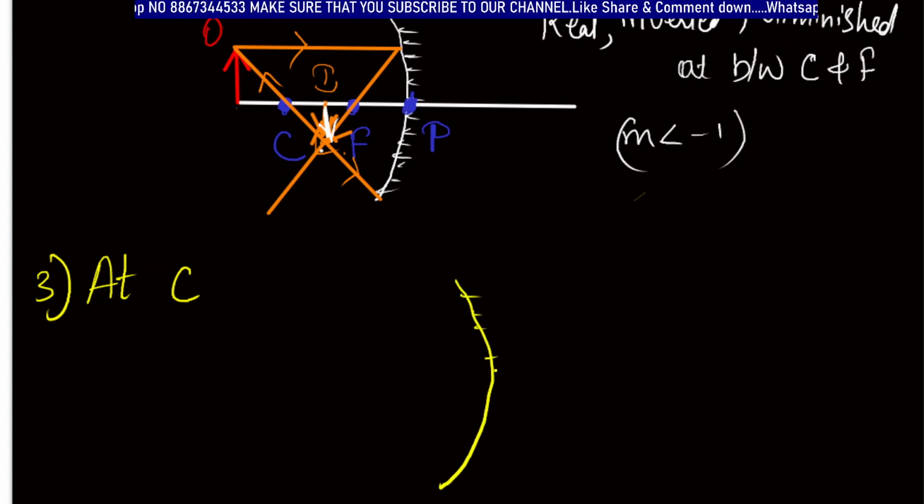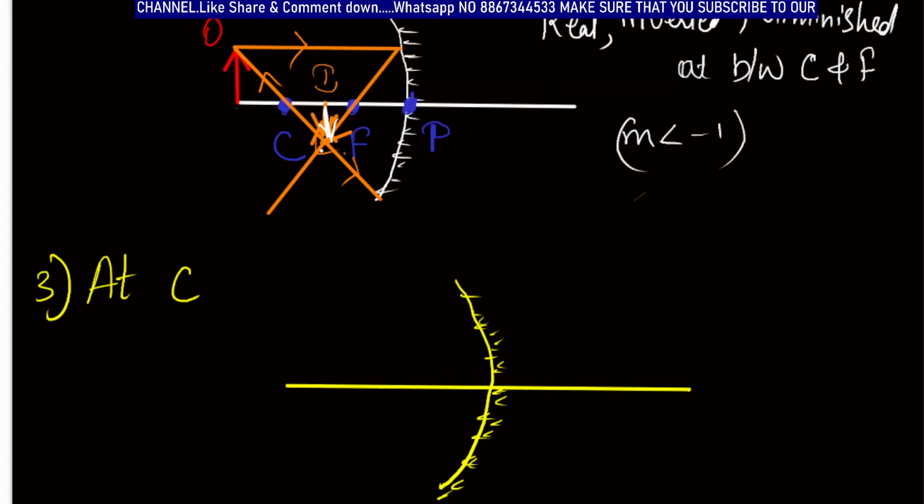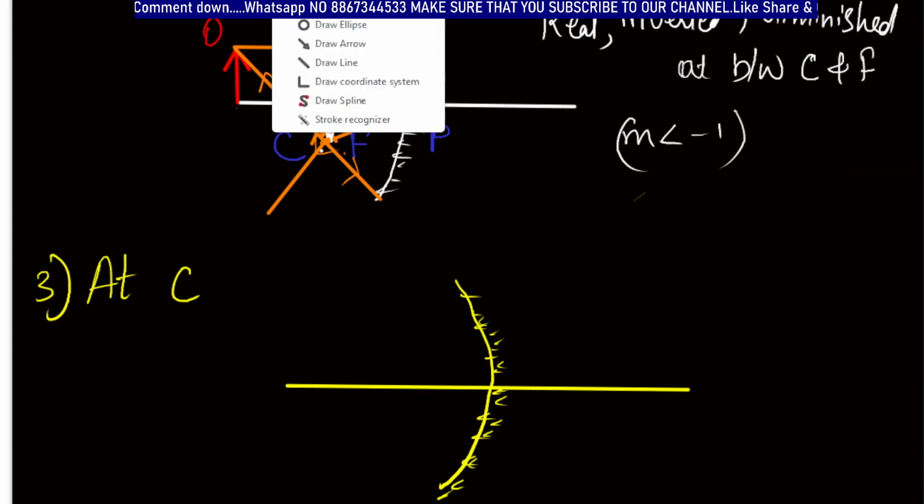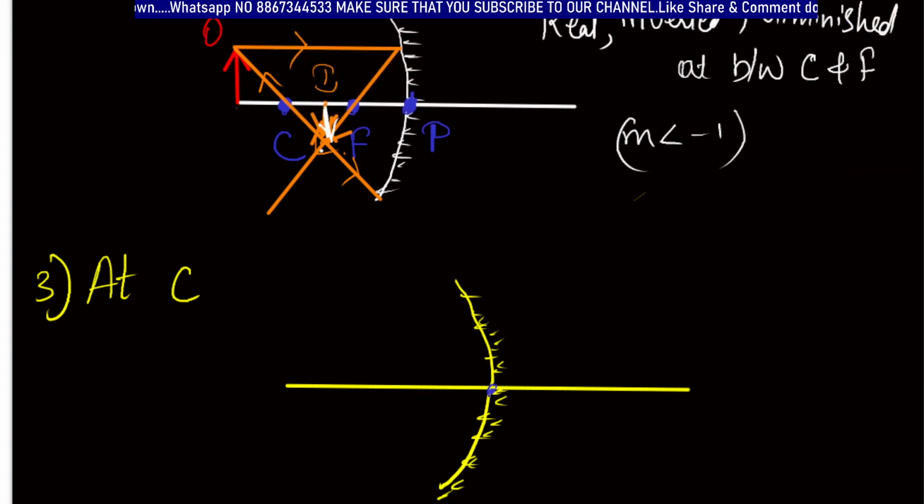Consider the concave mirror. This is the polished surface, the reflecting surface. This is the principal axis, this is the pole, this is the center of curvature, this is the focus, right? So we see here the rays, first ray.